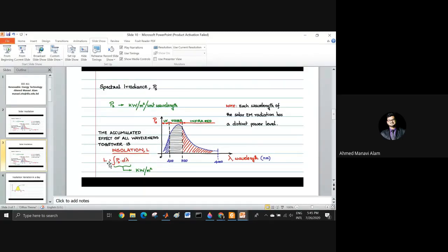Now, the solar insolation term is very familiar to you because you have used this term in the sizing of PV cell and the solar efficiency. If you remember, 1 kilowatt per meter square, if you multiply it by the area, then you are getting the solar insolation. So that is the important part.